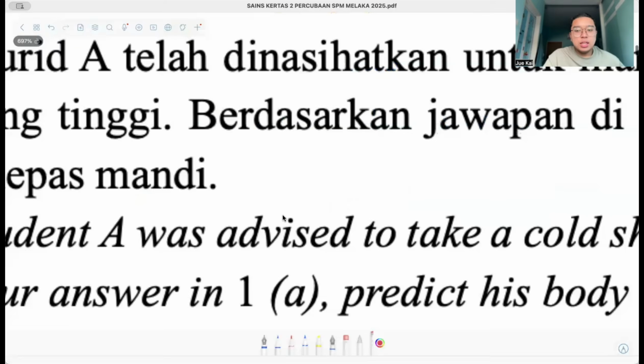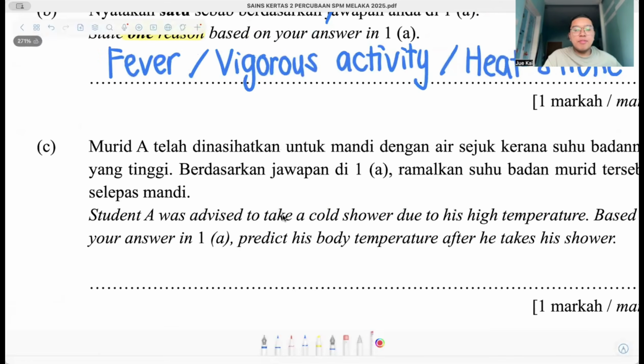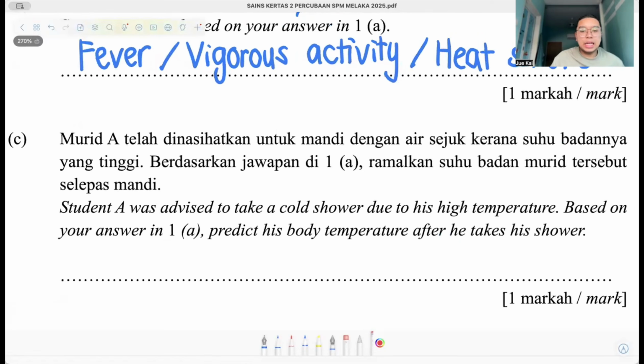Let's see. Student A was advised to take a cold shower due to his high temperature. Based on your answer in 1a, predict his body temperature after he takes his shower. Oh my gosh, he wants you to predict. Predict also gives marks, but I warn you, be prepared. Sometimes they will say, oh, predict, I give any number, confirm I get the answer. No, if you predict wrongly, you have no marks. I tell you earlier.